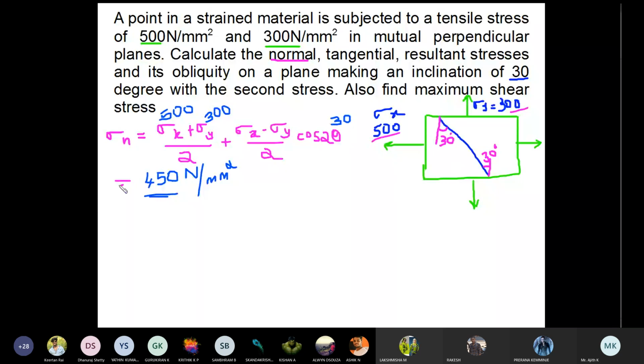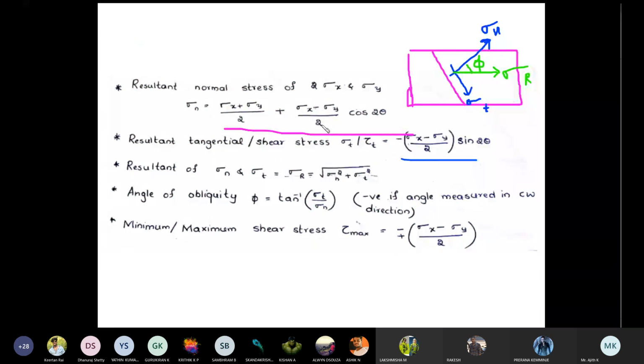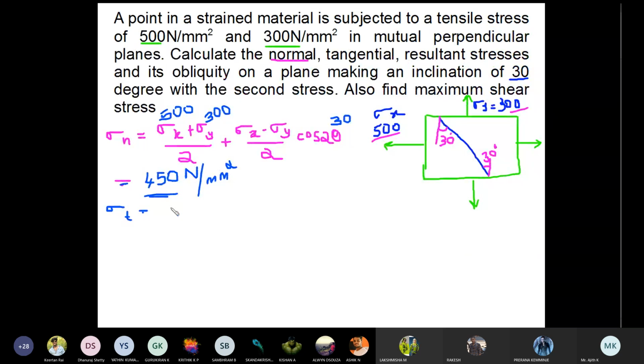Now calculate the tangential component also. Sigma t is equal to, the equation is given in the previous slide, minus (sigma x minus sigma y) divided by 2 into sine 2 theta. You know all the values: sigma x is 500, sigma y is 300, theta is 30 degrees. When you substitute, you will get sigma t as minus 86.6 Newton per mm square.